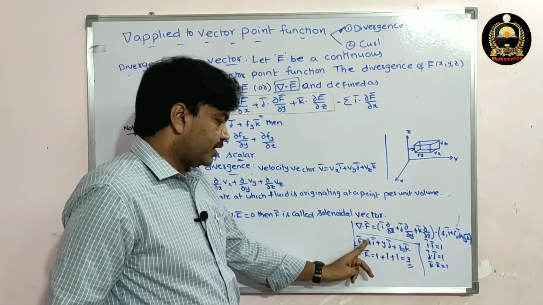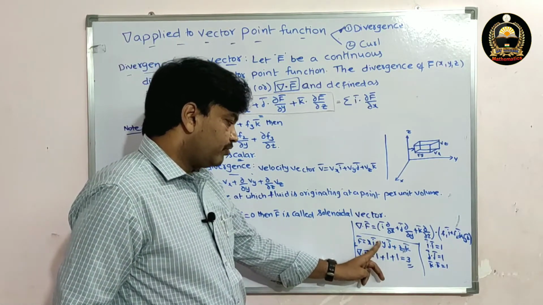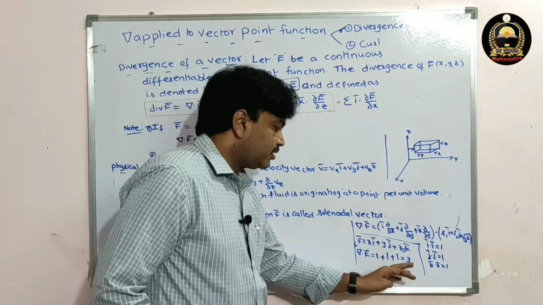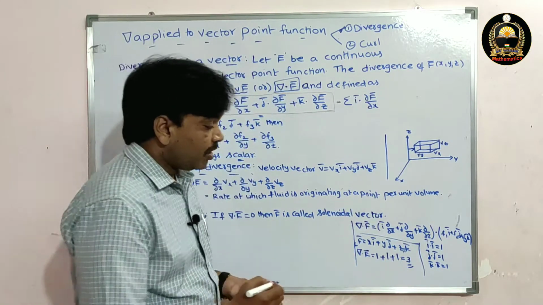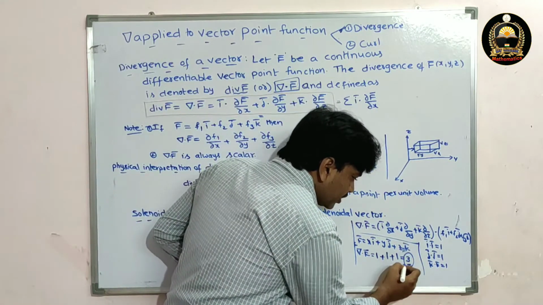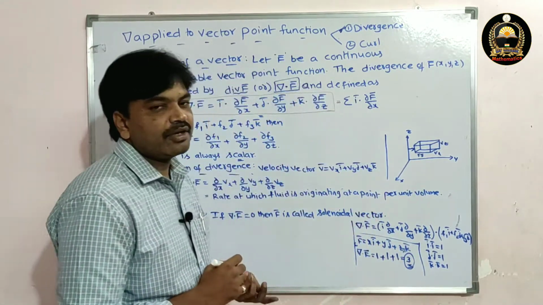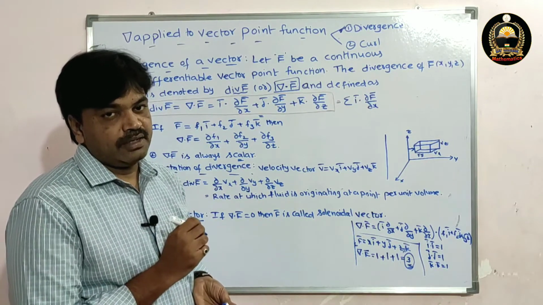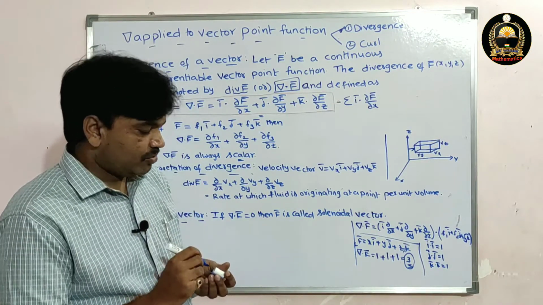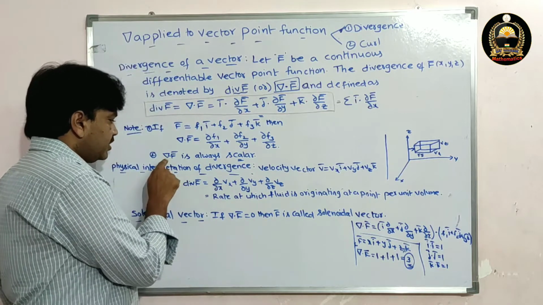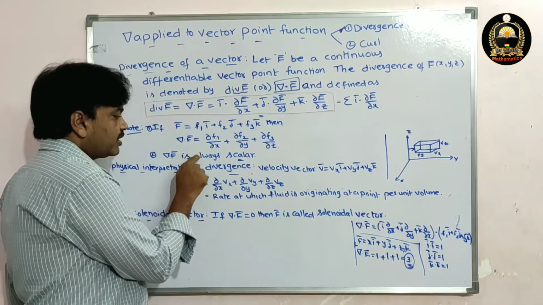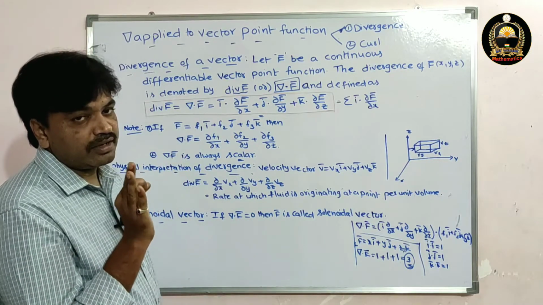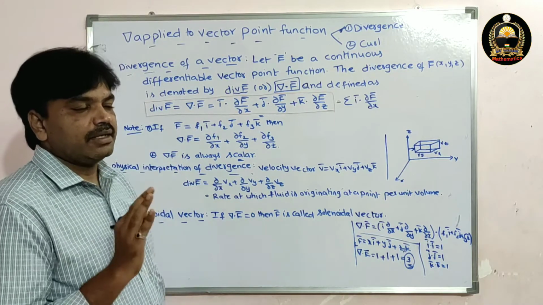That means ∂/∂x of x gives 1, ∂/∂y of y gives 1, ∂/∂z of z gives 1. So simply add them, we get 3. And if you observe the result, we have only magnitude, that means it is a scalar. Del dot f bar is a scalar.